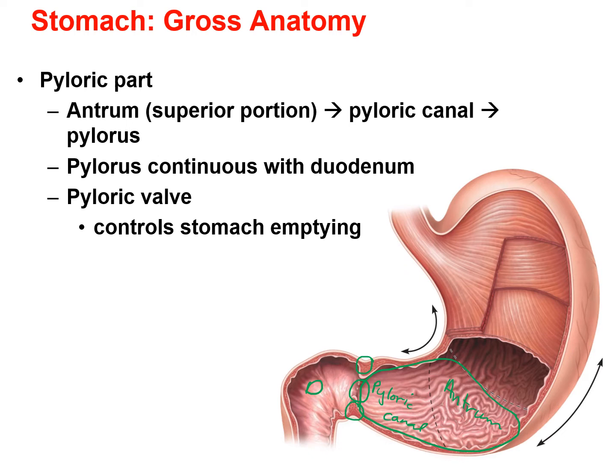When the muscle contracts, the pyloric valve will shut and prevent chyme from moving from the stomach into the duodenum. When it is relaxed, it will allow chyme to spurt from the stomach into the first part of your small intestine, the duodenum.